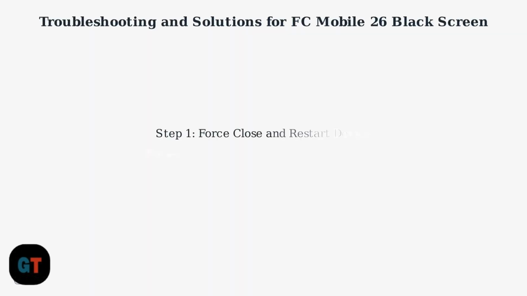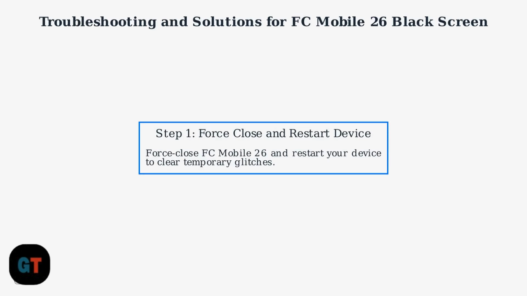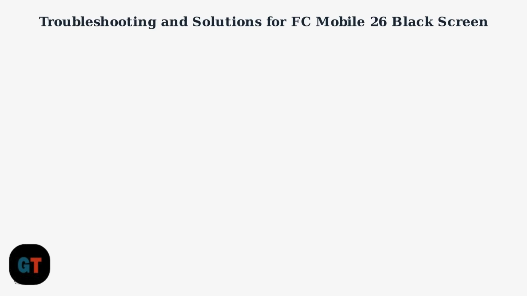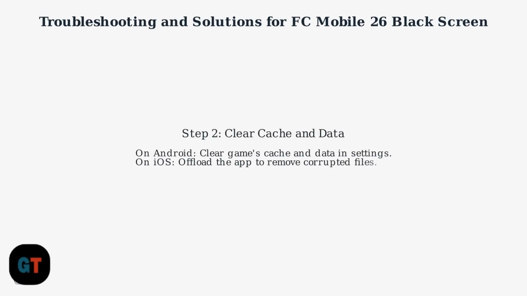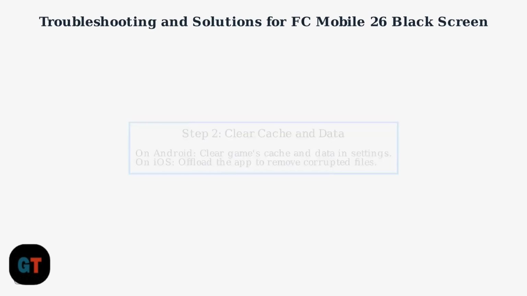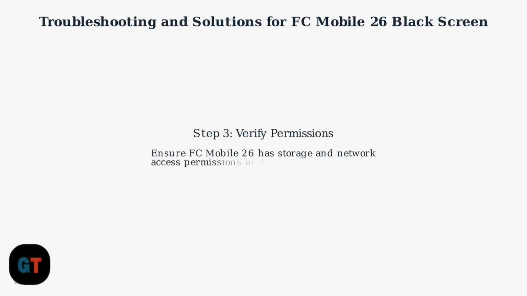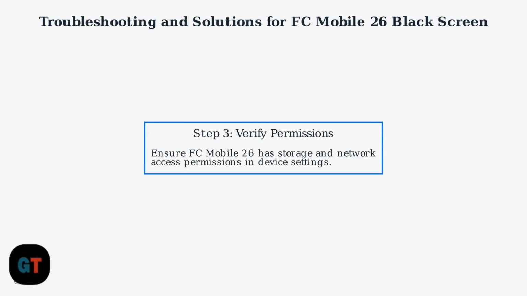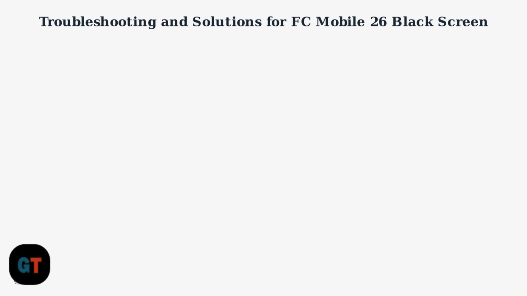Addressing the FC Mobile 26 black screen issue requires a systematic approach. Begin by force closing the game and restarting your device to clear temporary glitches. Next, clear the game's cache and data within your device's settings on Android, or offload the app on iOS to remove potentially corrupted files. Ensure that FC Mobile 26 is granted all necessary permissions, including storage and network access, within your device's settings.